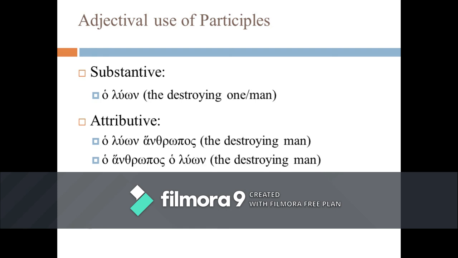There's two attributive positions. This is the most common, which is article noun, article adjective. Remember, this is a participle, but the participle is an adjective. So, ho anthropos ho luon is the destroying man, or literally, the man, the destroying one. So this is the attributive position. The predicative position is the one in which there is no article in front. In the other two, the substantive has an article in front, but there's no noun to modify. The attributive has an article in front of the adjective, whether it's in the first position or the second position. So the predicative is anthropos luon becomes the man is destroying, or simply the man destroying.